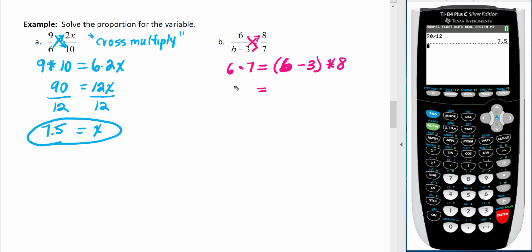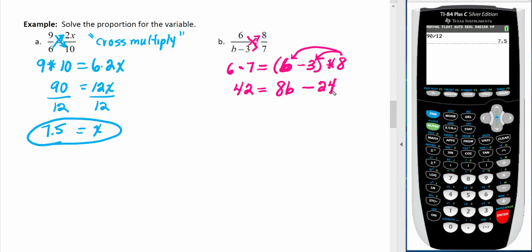So on our left-hand side, we have 6 times 7, or 42. And on our right-hand side, we have b minus 3, in parentheses, times 8. So I'm going to go ahead and distribute the 8 to the b and the 8 to the minus 3. So 8 times b is 8b. And 8 times a negative 3 is a negative 24, or simply minus 24. Remember, plus negative 24 and minus 24 are the same thing.